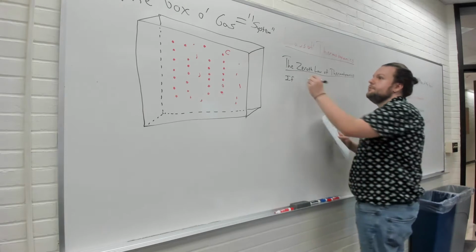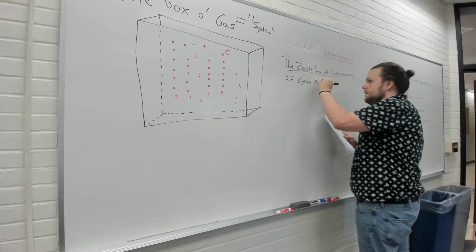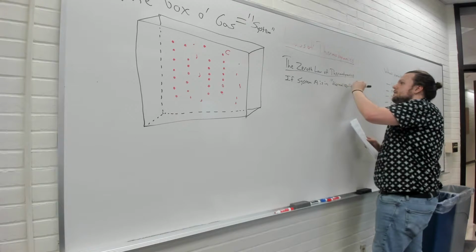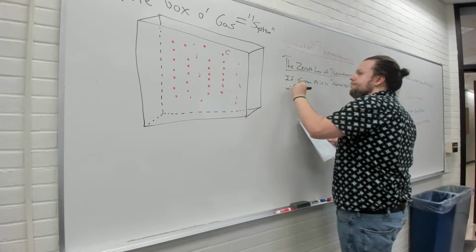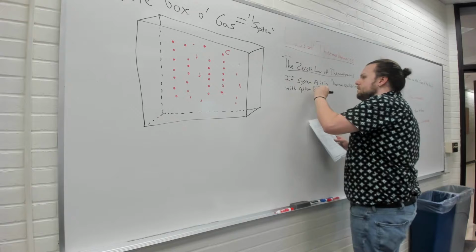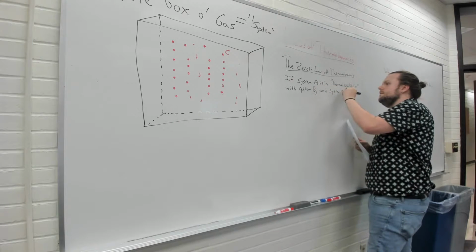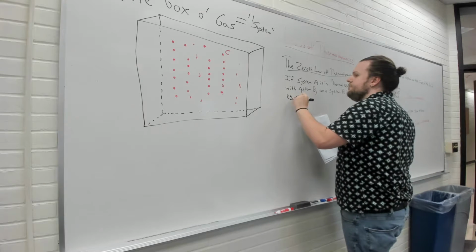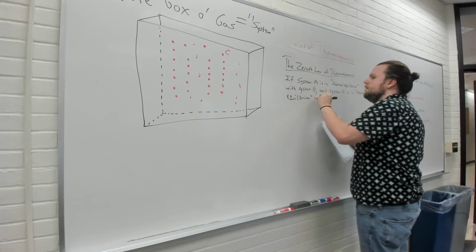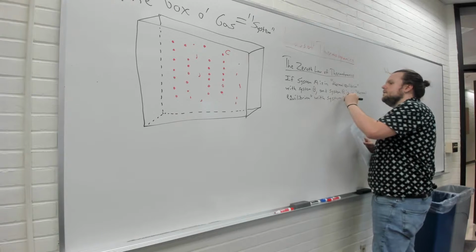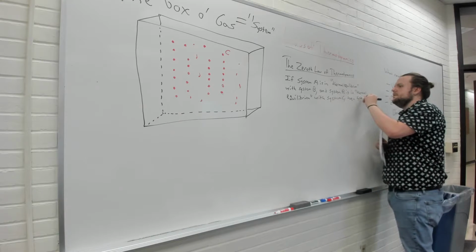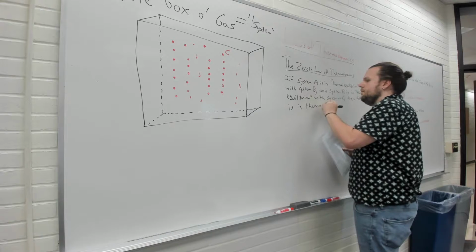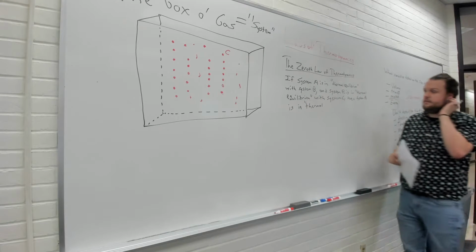And the Zeroth Law says something very simple. If system A is in so-called thermal equilibrium with system B, we'll talk about what that means in a second, and system B is in thermal equilibrium with system C, then system A is in thermal equilibrium with system C. So this is what we call the syllogism law. If A then B and B then C, then A then C. A syllogism from logic.